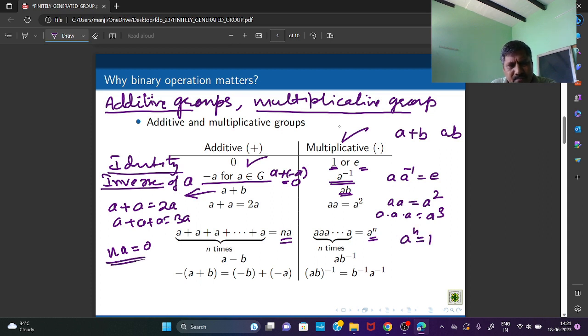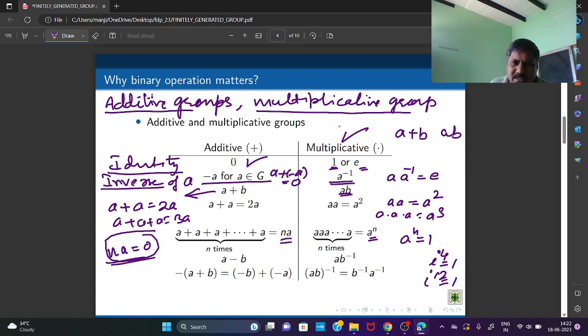If such a situation appears for some finite number n, then we say the order of the element is finite. Order means the least positive integer satisfying this condition. The least positive integer is called the order in the additive case, and in the case of multiplication, the least positive integer satisfying this condition. For example, iota raised to power 4 is 1. We know that iota raised to power 12 is also 1, but 4 is the least integer satisfying this condition, so 4 is the order.